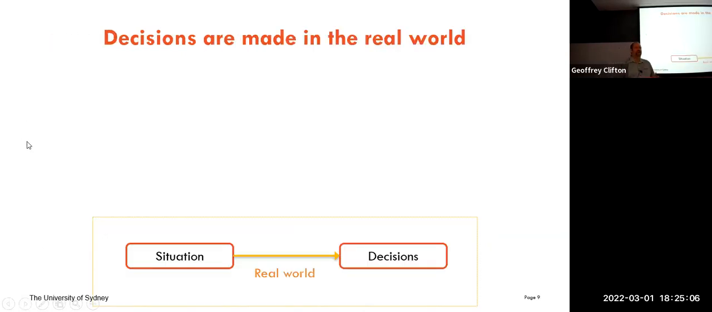So, what's happening there? The process is like this. We have a situation that we're facing. It might be we need to increase our profits. It might be we need to know what to produce next month. That's the situation we face. We need to make a decision in the real world. What are we going to do about that? We've spoken about how making that decision can be difficult. So here's how a model works.